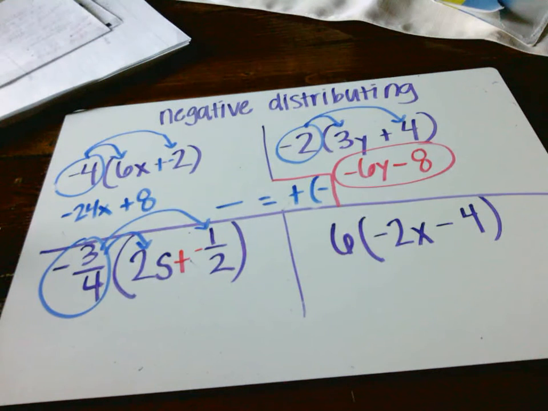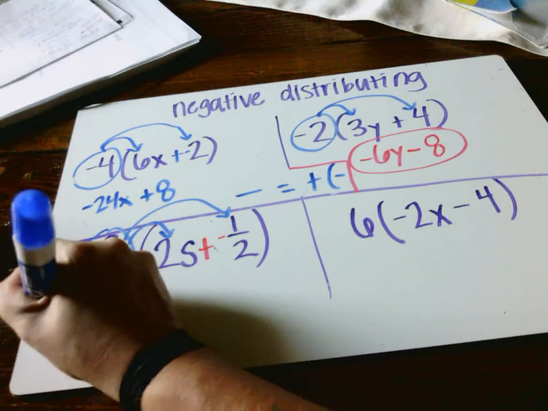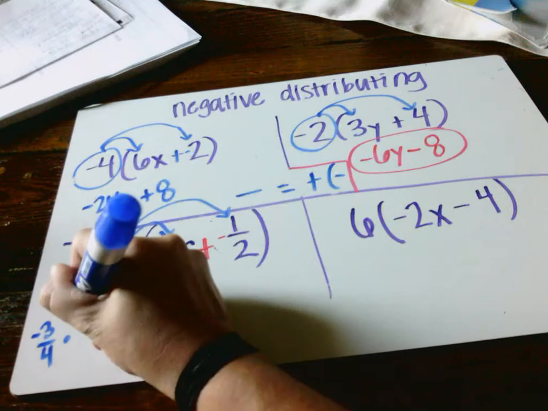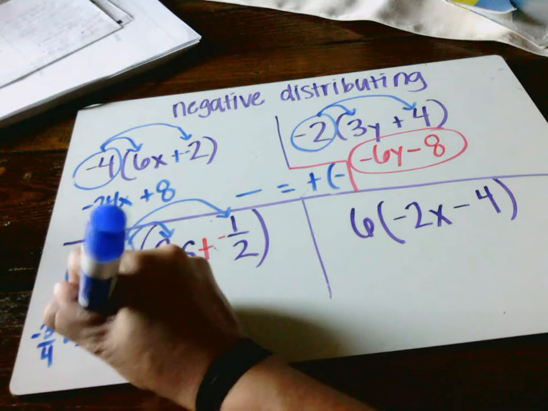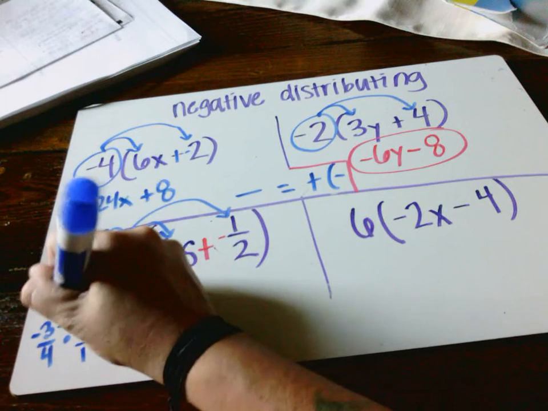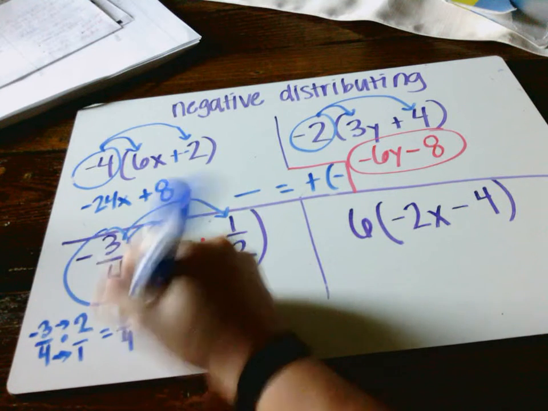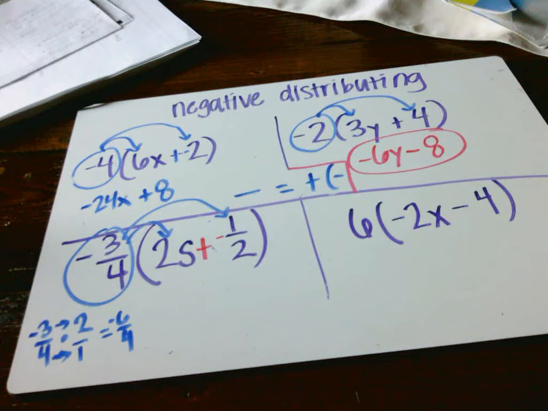Now since I can't multiply fractions in my head, I'm going to write two separate problems at the bottom. So I'm going to have negative 3/4 times 2. Now 2 is not a fraction. So how can I make that into a fraction? Well, I put it over 1. 3 times 2 is 6. 4 times 1 is 4. Remember that it's a negative because a positive times a negative is a negative.